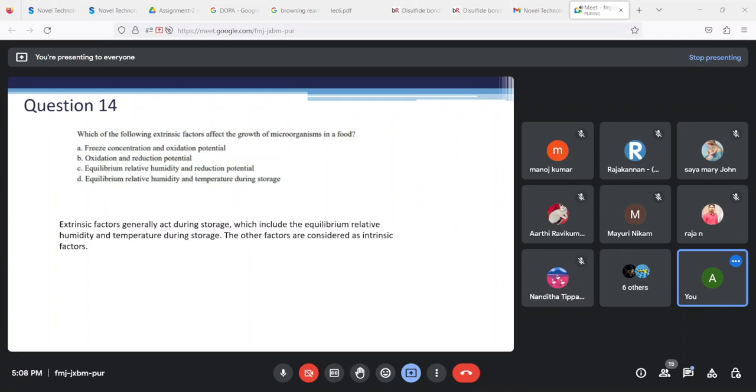So those constitute the extrinsic factors, and the rest of the factors mentioned in this question are all intrinsic factors that depend upon the food, the kind of food, the kind of constituents, the ingredients, the source. All those are the intrinsic factors, whereas the extrinsic factors come from the environment. So that is the equilibrium relative humidity and temperature during storage. So the answer is option D.